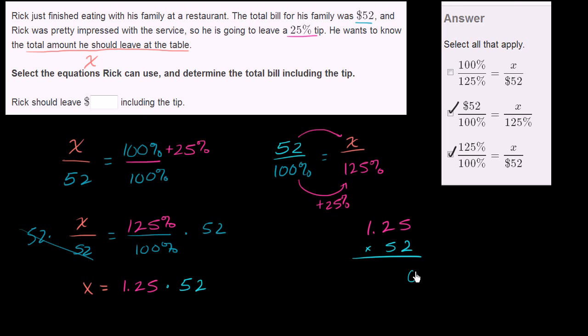2 times 5 is 10. 2 times 2 is 4 plus 1 is 5. 2 times 1 is 2. Let's throw a 0 down here because we're now multiplying by 50. 5 times 5 is 25. 5 times 2 is 10 plus 2 is 12. 5 times 1 is 5 plus 1 is 6. So we get 0, we get a 5, we get a 6, and then we have two numbers behind the decimal point. It is 65. And that's right. That's 52 plus a fourth of 52, which is 13. 52 plus 13 is 65. So he should leave $65 if we want to include the tip.